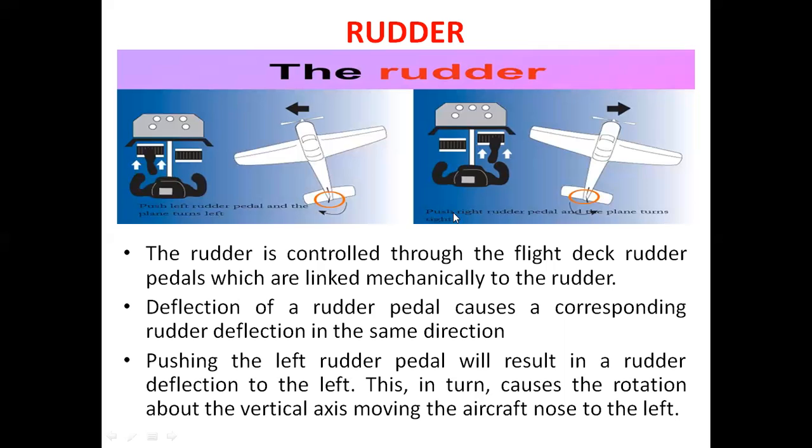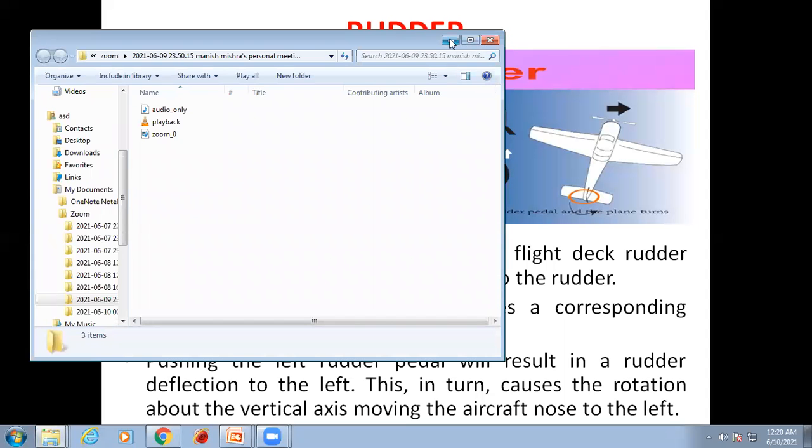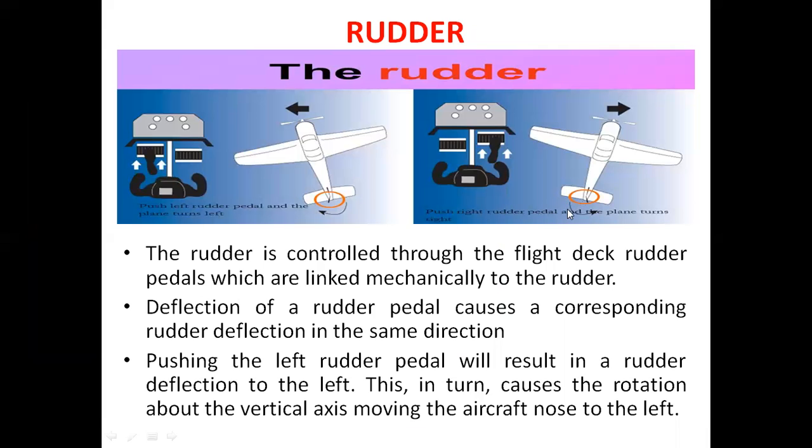Similarly, if the pilot pushes the right rudder paddle, the rudder will deflect towards right. Now the rudder will deflect towards right, and the nose of the aircraft will deflect towards right. So these are the conditions with the rudder. The rudder is controlled through the flight deck by the rudder paddle. That rudder paddle is mechanically linked with the rudder. Any kind of input applied to the rudder paddle, the rudder will get deflected.